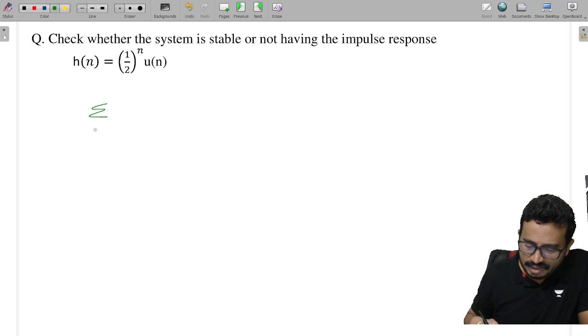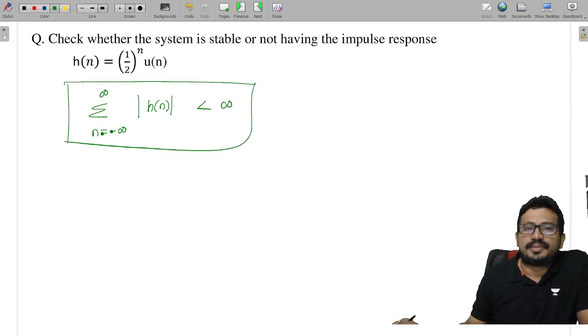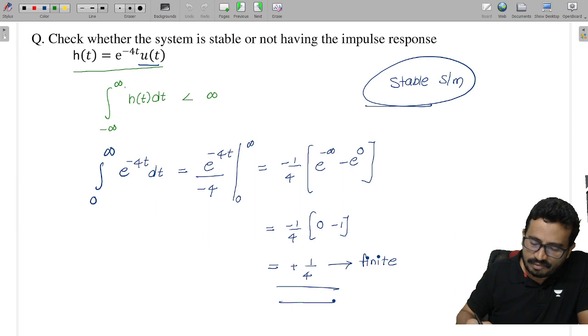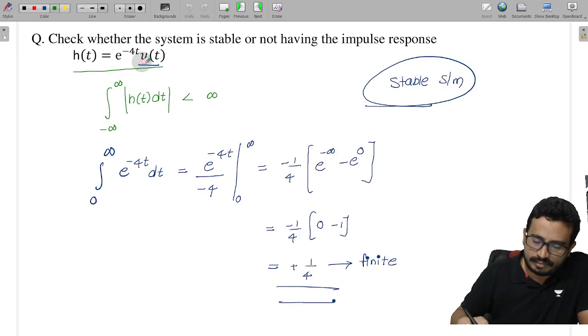So the summation, sigma n from minus infinity to plus infinity of mod of h of n, must be finite. It is less than infinity. This must be a finite value. This is a condition for stability. Right? Here also we have a mod, the magnitude is the same. This is a mod, and this mod is up to here.